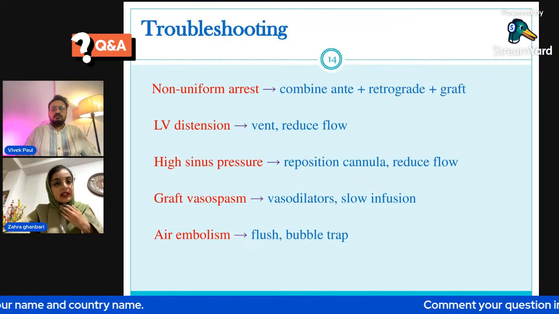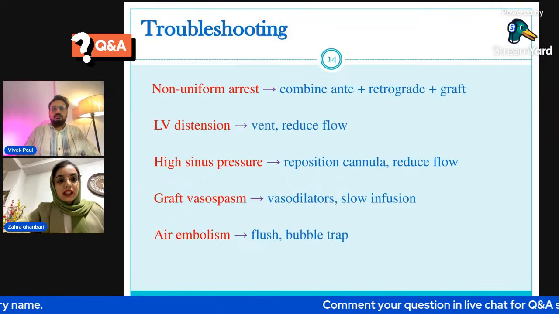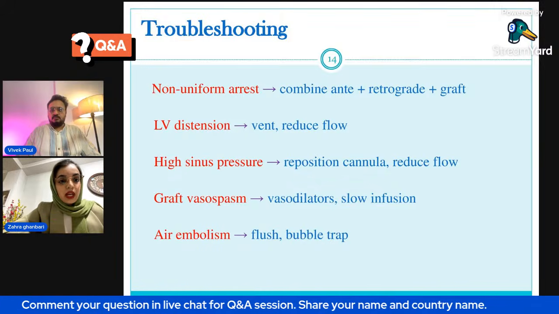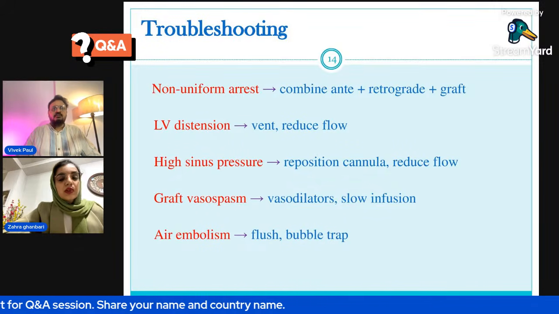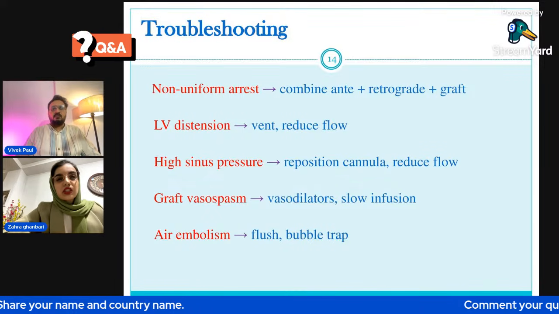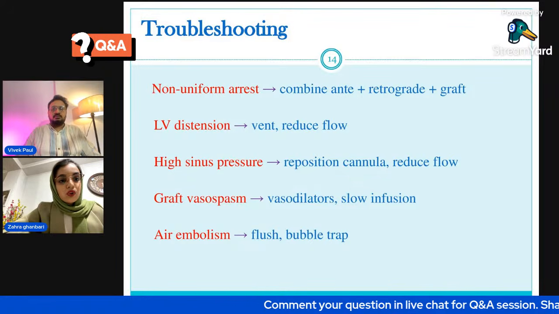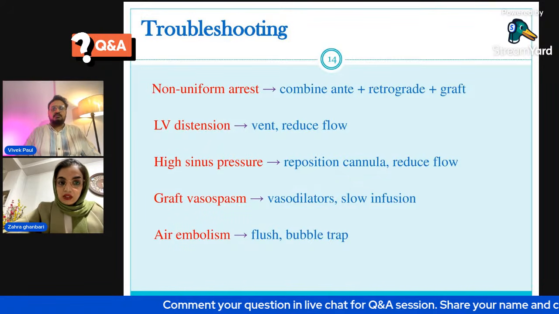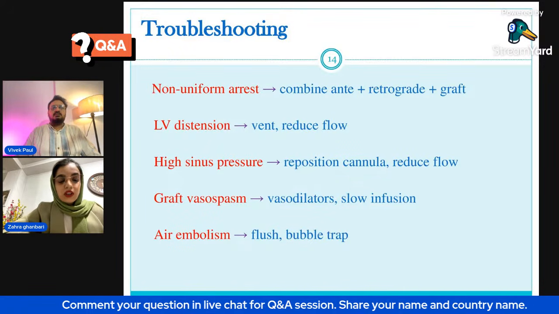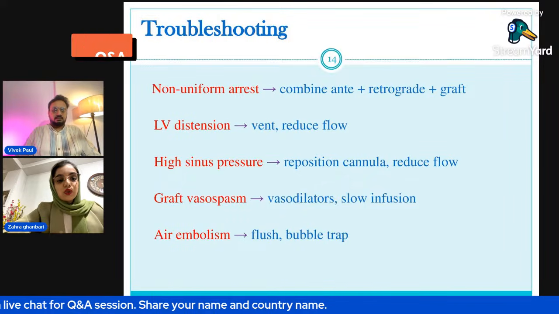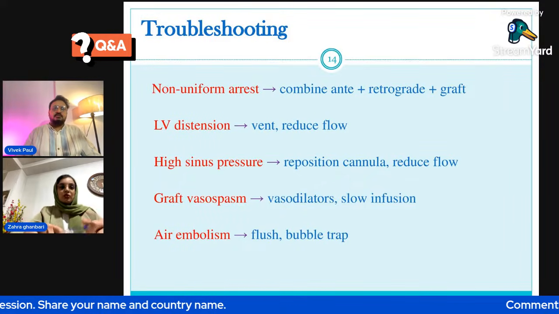And for high sinus pressure, we check the cannula, and if there is malposition, we reposition the cannula and reduce the flow. And for graft vasospasm, I say we should use vasodilators such as nitroglycerin and papaverine. And for air embolism, meticulous de-airing is so important; flush all the lines and cannula, and using a bubble trap is useful to avoid these problems.